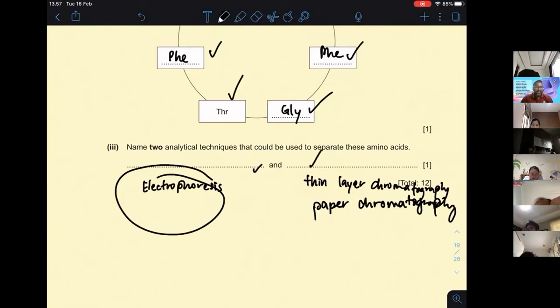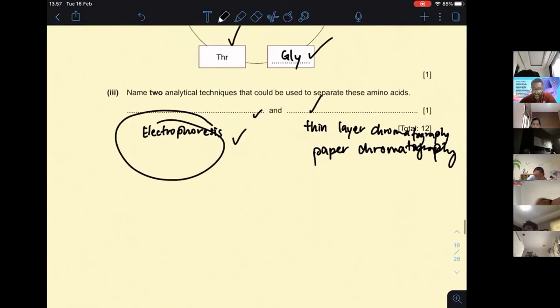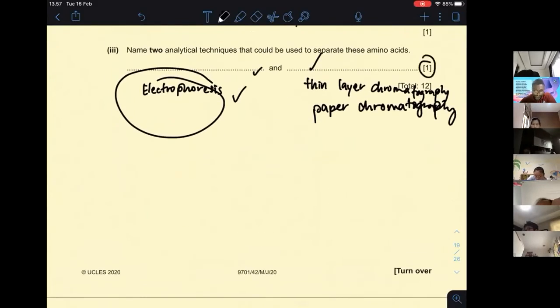No. This one you need to analyze the analytical technique. So you need to separate the amino acids first. How do you separate? Electrophoresis. Then you also use the thin layer chromatography, or you can use paper chromatography. It's fine. 1 mark.